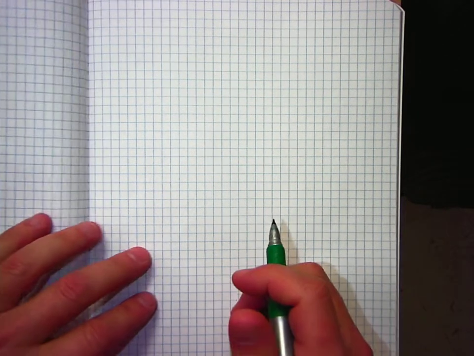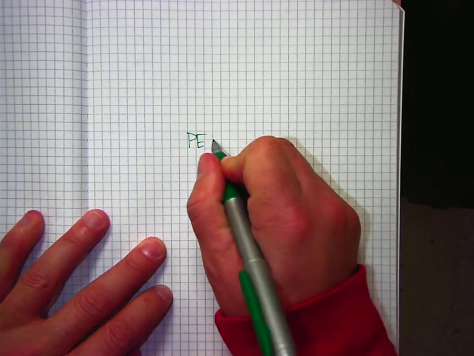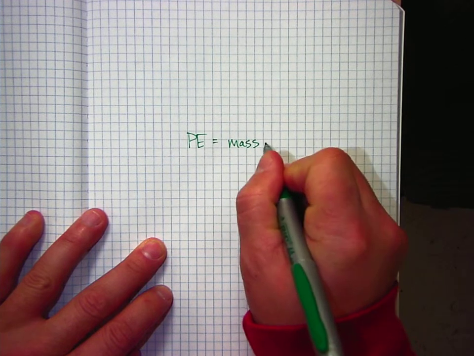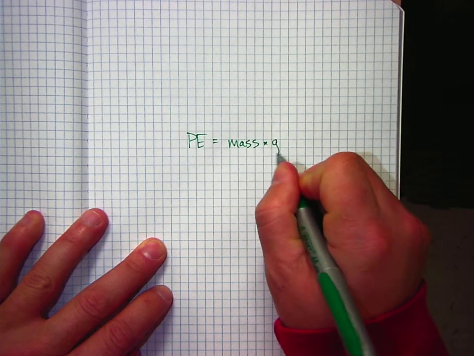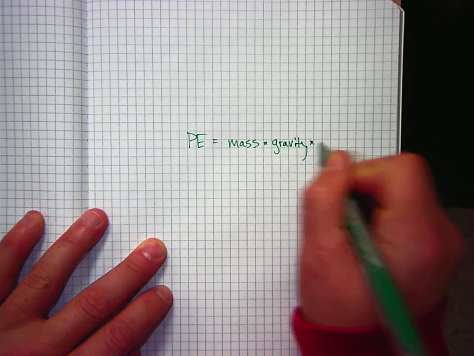Alright, today's lecture is going to be over potential energy. Potential energy, its formula is mass times gravity times height.